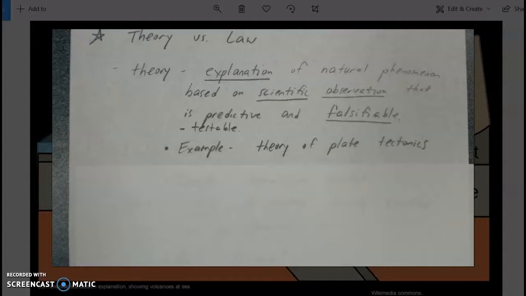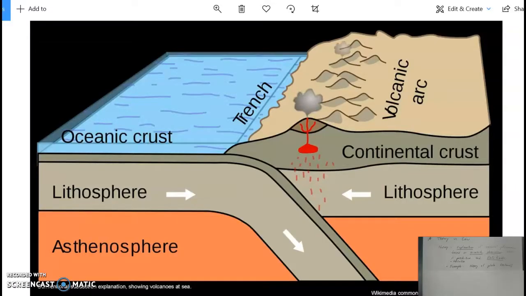Our first example is the theory of plate tectonics. So this diagram should look familiar from earth science. The theory of plate tectonics is a theory that explains something. What does it attempt to explain? Well, it explains why there's volcanoes and earthquakes at predictable places around our planet, and we base this theory off of scientific evidence. We can actually measure the movement of these plates every year using GPS satellites. And it's testable and also falsifiable. What does that mean? We could maybe modify our theory as we learn more in the future.